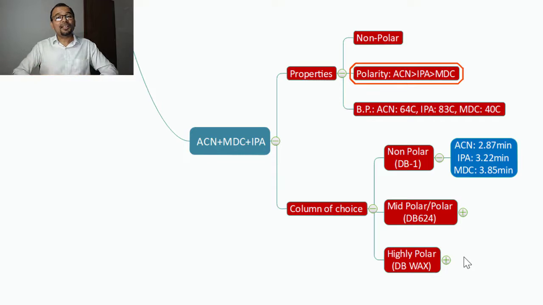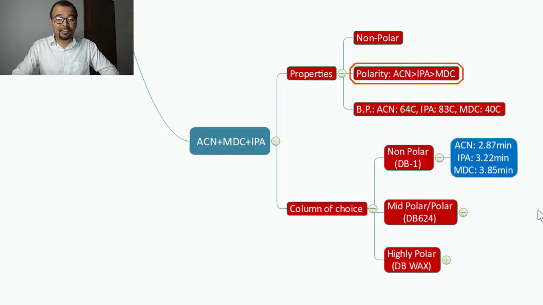The column's polarity has slightly increased. The non-polar component has been replaced by the polar component, which is 6% cyanopropyl. So what do you expect now out of this addition of 6% cyanopropyl as a brand name of Db624? You can expect that the ACN must have the better interaction with the 6% cyanopropyl. Same is the case applicable for the IPA, and same can even be applicable to the MDC also.